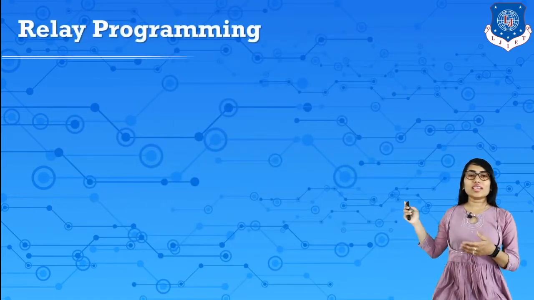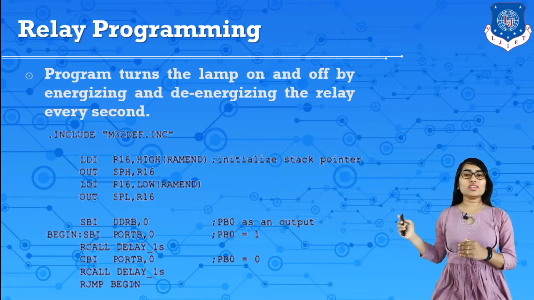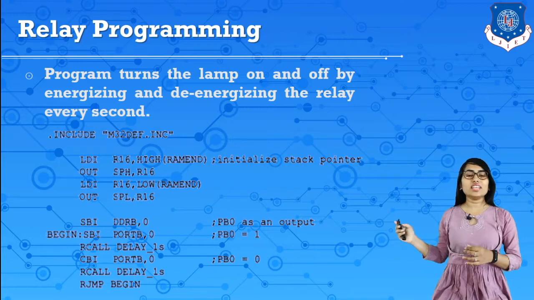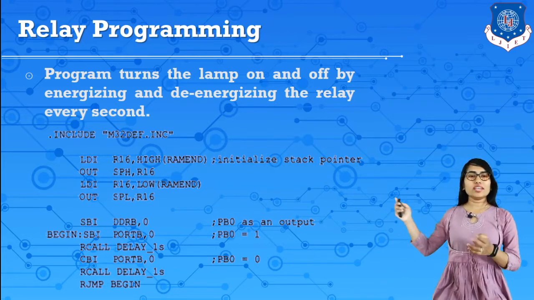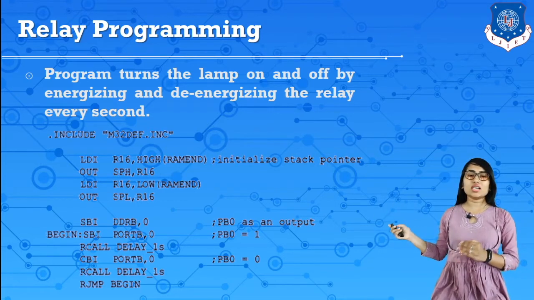Now this relay can be programmed like this. The program here turns the lamp on and off by energizing and de-energizing the relay every second. For that we have the ATmega32 library. Then this is the stack pointer initialization. After initializing the stack, make Port B an output. So only PB0 is used.